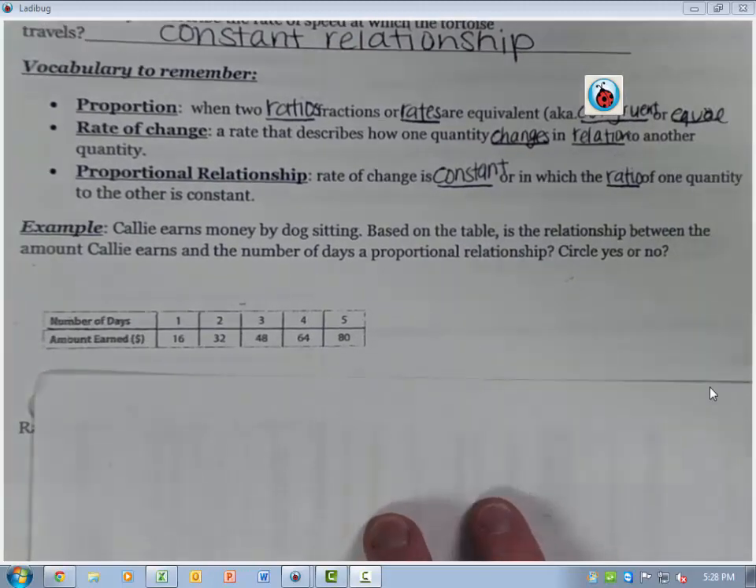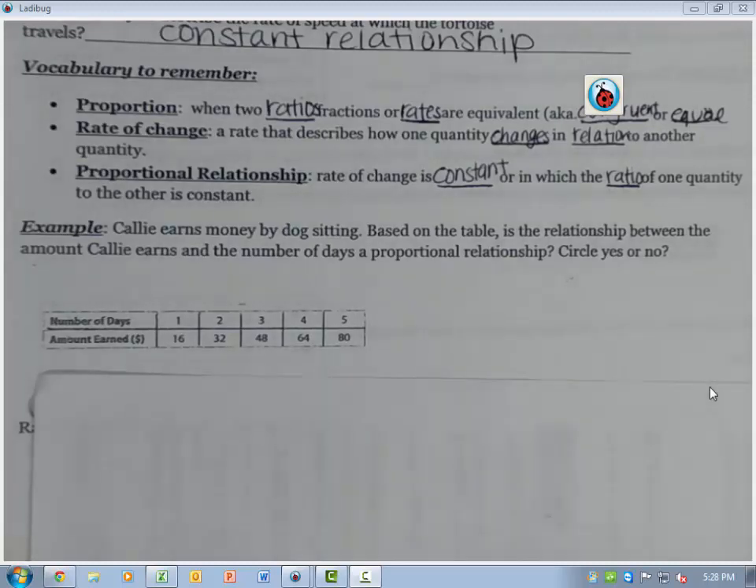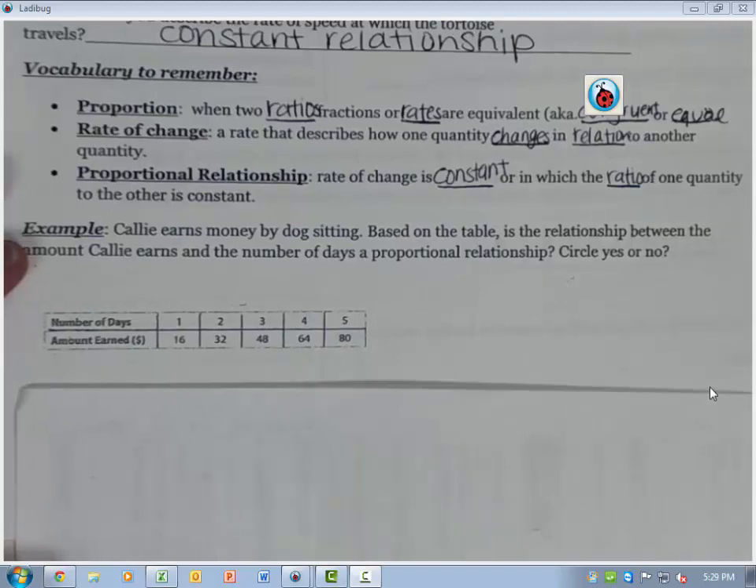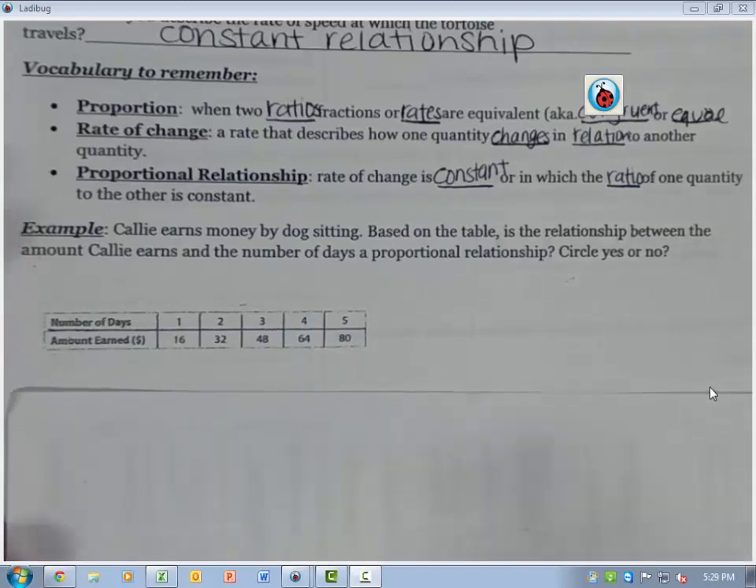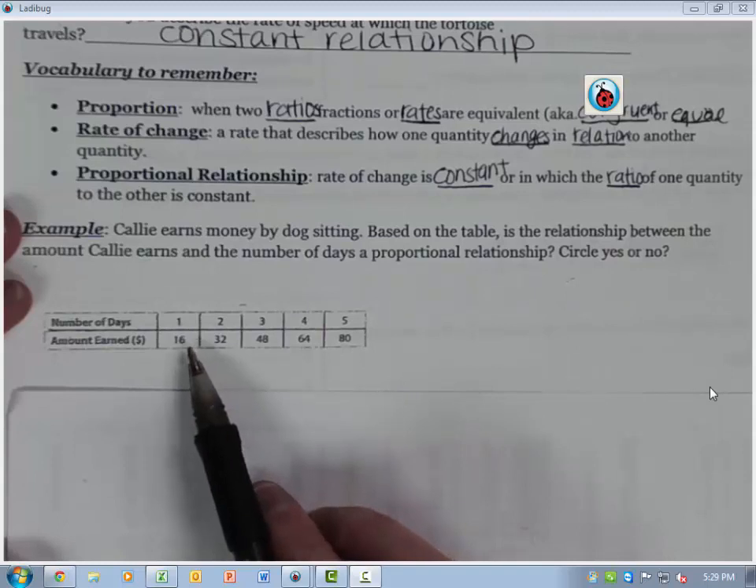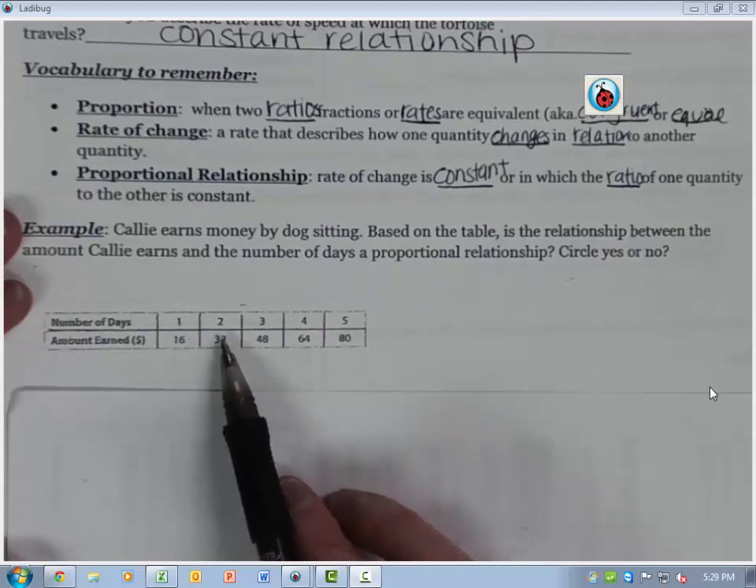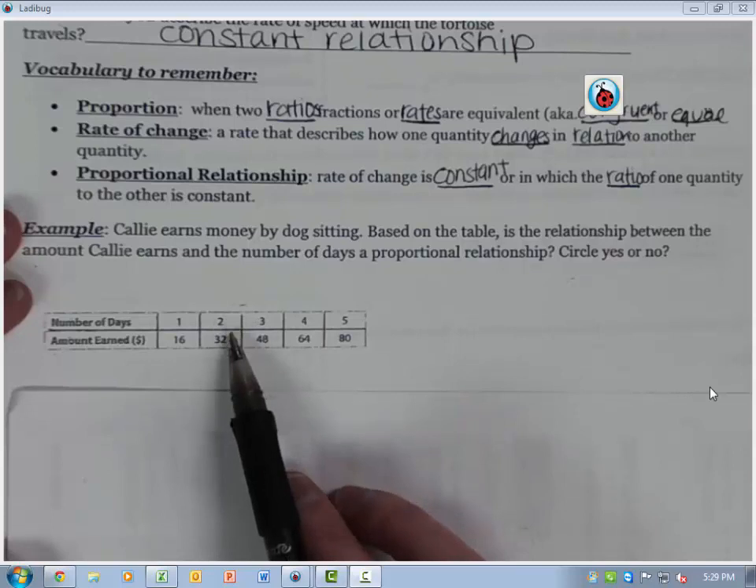Okay, Callie earns money by dog sitting. Based on the table, is the relationship between the amount Callie earns and the number of days a proportional relationship? Okay, look at proportional relationship. It means when we divide these numbers, are we going to get the same number or the same decimal form? So let's test it out. If we divide, we have to see if these are proportional fractions. So is 16 over 1 proportional or equivalent to 32 over 2?